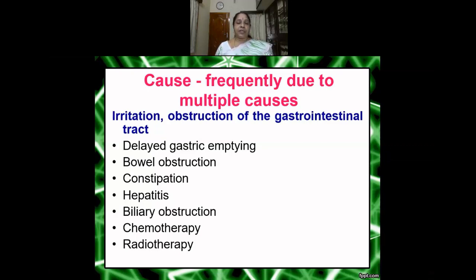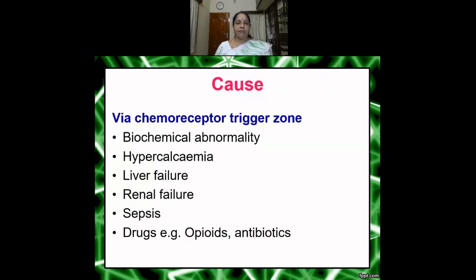Constipation is the impaction of the large intestine with fecal matter. Hepatitis is inflammation of the liver. Biliary obstruction is when there is obstruction to the flow of bile. The bile flows from the gallbladder, which is located in the liver. When there is obstruction to the flow of bile, it can cause nausea and vomiting. Chemotherapy and radiotherapy, which are frequently given for patients suffering from cancer, can also induce nausea and vomiting.